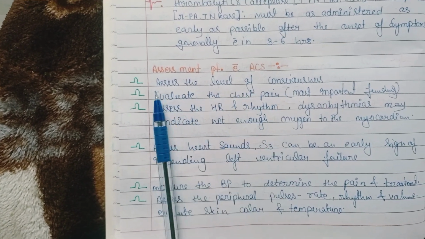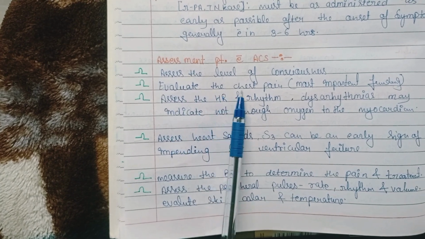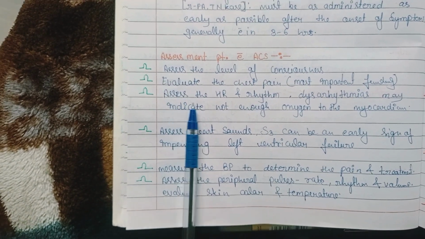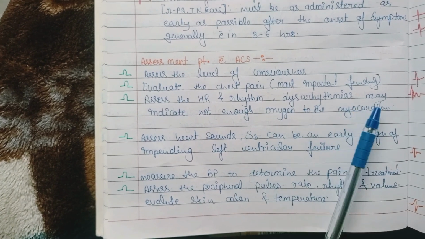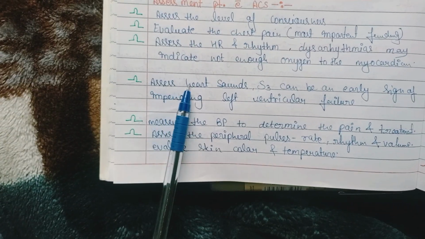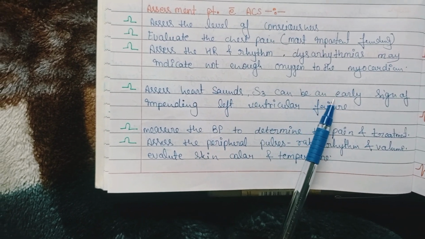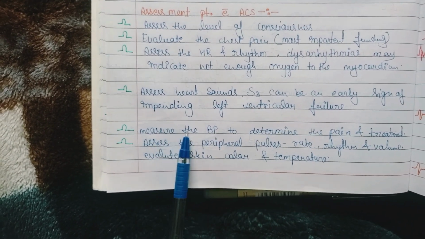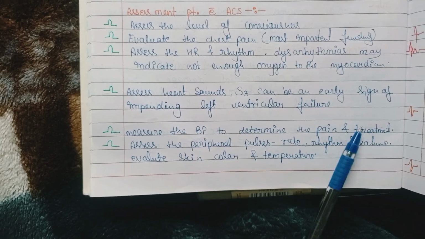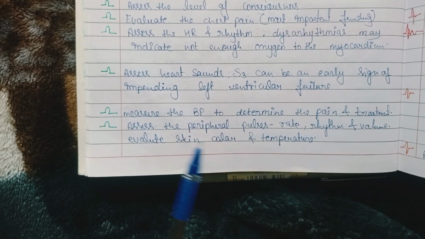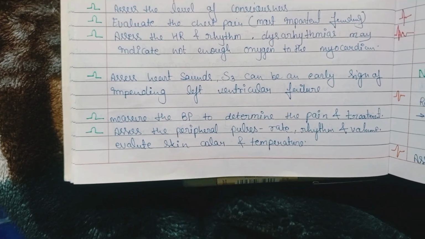Assessment of a patient with ACS. Assess the level of consciousness and evaluate the chest pain, the most important findings. Assess the heart rate and rhythm. Dysrhythmias may indicate not enough oxygen to the myocardium. Assess heart sounds. S3 can be an early sign of impending left ventricular failure. Measure the BP to determine the pain and treatment. Assess the peripheral pulse rate, rhythm, and volume. Evaluate skin color and temperature.